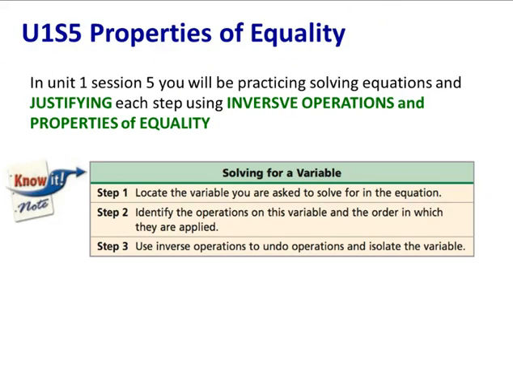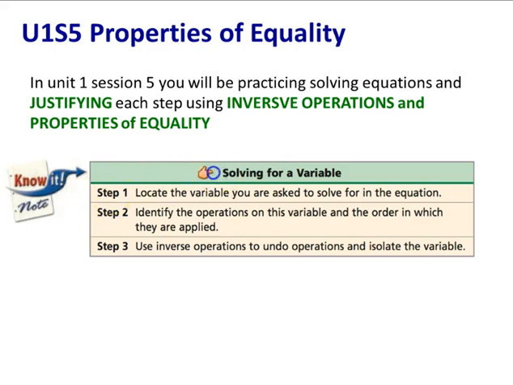All right, so what do I mean by properties of equality? In Unit 1, Session 5, you're going to be practicing solving equations, something that you're already familiar with, where you solve an equation for a variable. And you're going to be justifying each step. So we're going to take it a step further and justify each of our steps using inverse operations and properties of equality. So remember, a property of equality is when we've got an equal sign and we've got information on both sides of that equal sign. So what are the steps?